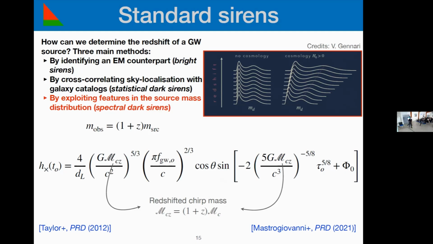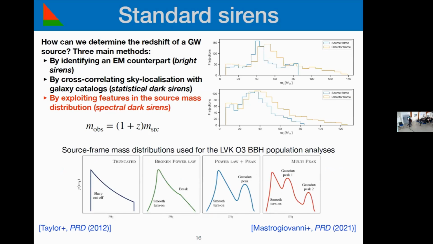So the idea is the following. If you have a source frame distribution and a detector frame distribution, you statistically try to reconnect the detected distribution to the source frame distribution. Of course, this can only be done if you have a model for the source frame distribution. So suppose you have a model like this one that was used for the O3 analysis. This one was the best one, let's say: a power law plus a Gaussian peak.